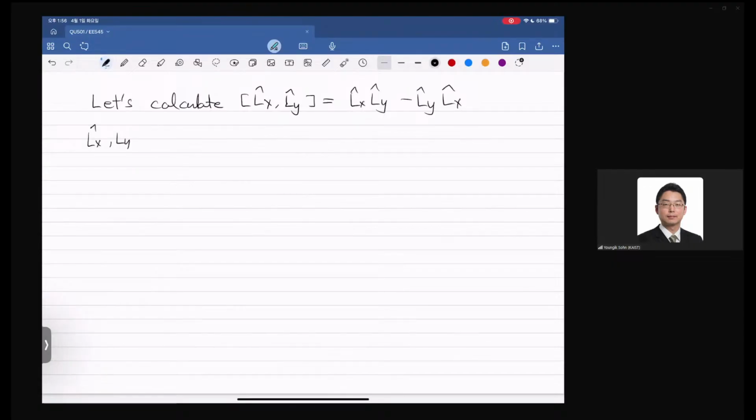Lx, Ly. It's going to be a tedious calculation. Lx is y pz minus z py. And then Ly is z px minus x pz.